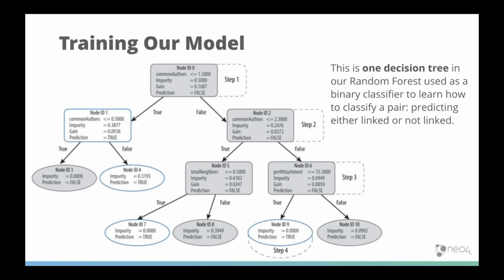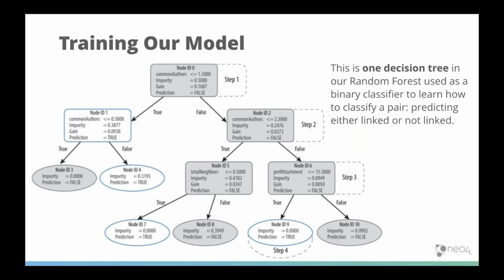So if we go down and say, okay, common authors is less than 2.5, then that takes us down to node 6, and we're now comparing preferential attachment. So this is just one decision tree, and you can see this one has only looked at two of the features that we fed in, even though it's actually the decision tree from our final model, which has 8 or 9 different features.